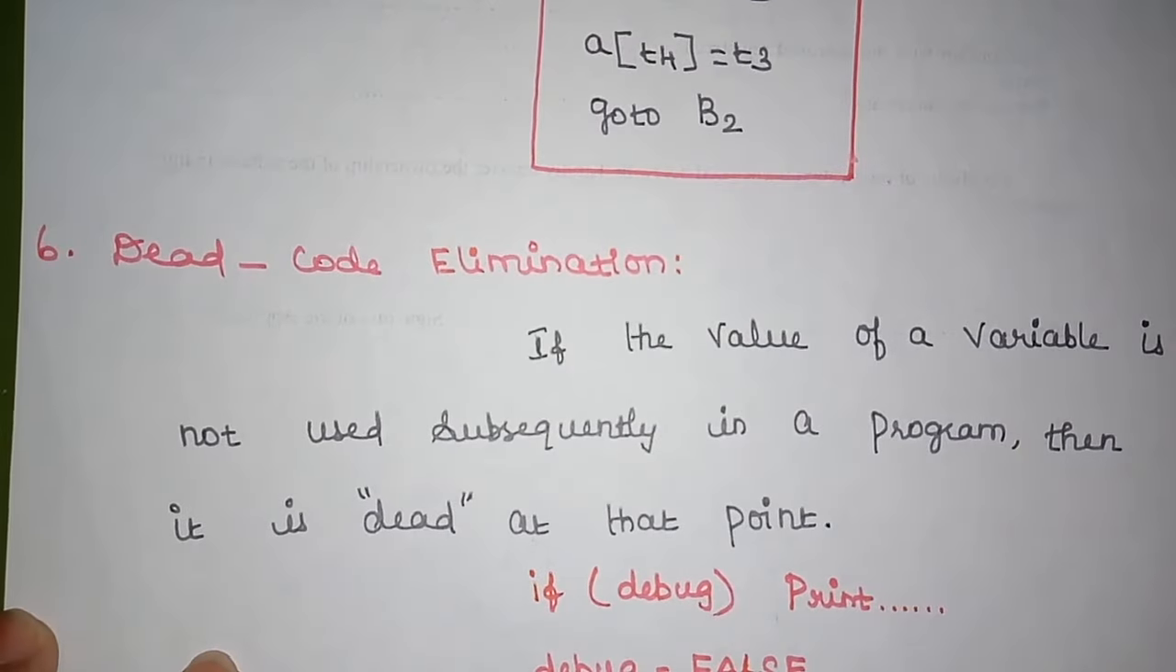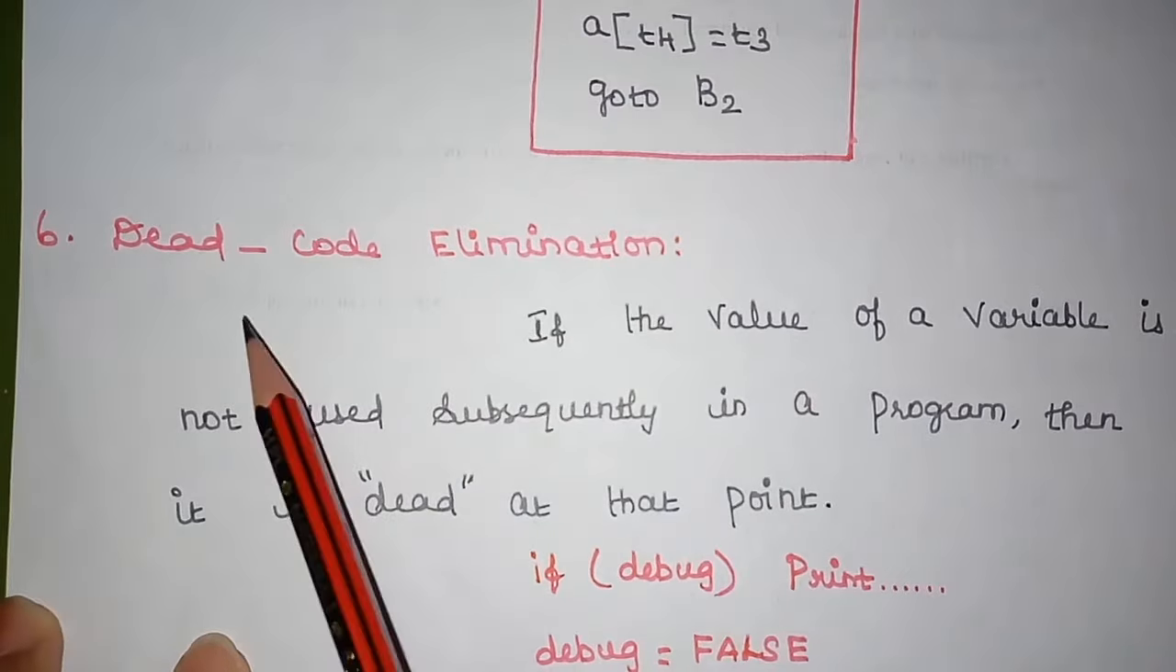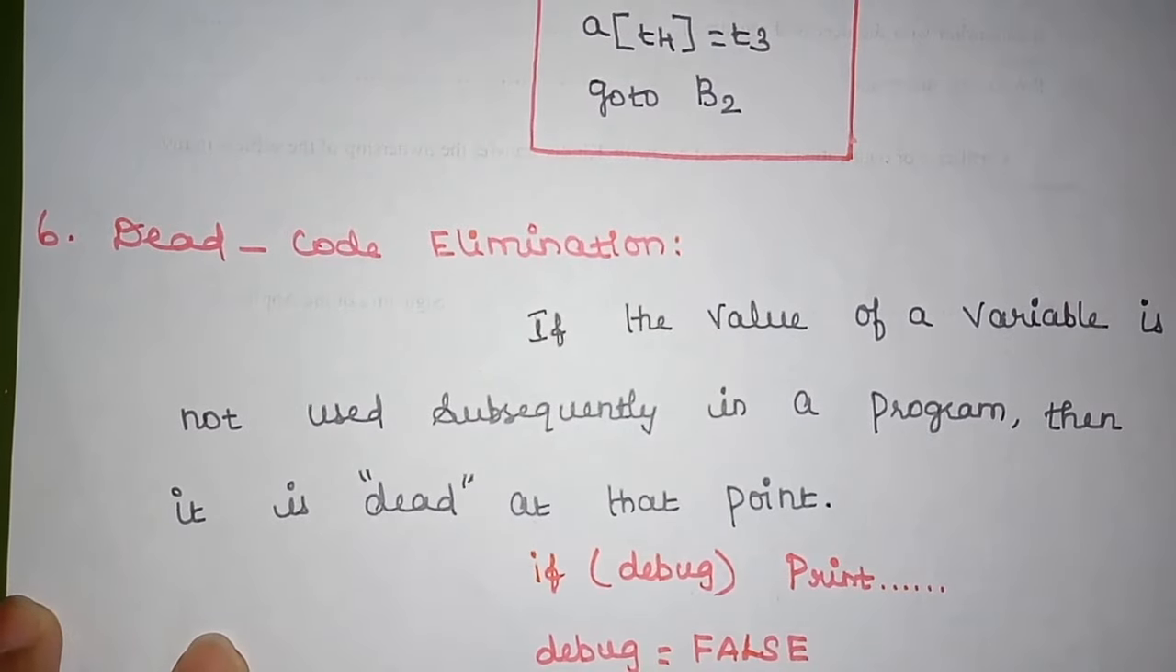And the next transformation technique we have here is dead code elimination. When we say that the value of a variable is not used subsequently in a program, then we can term that code as dead code at that point. So here we'll take one example and see how we can eliminate dead code in a program.